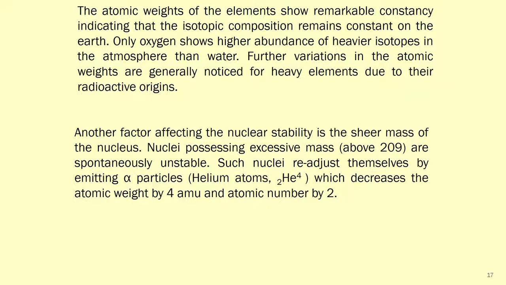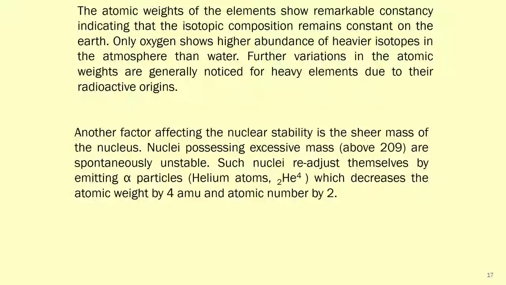So, the atomic weights of the elements show remarkable constancy, indicating that the isotopic composition remains constant on the earth. This is a very important fundamental rule, that atomic weights of the elements show a remarkable tendency for constant isotopic composition. It should be constant all over the earth, whether it is in gaseous form or solid form or liquid form, either way. Only oxygen shows higher abundance of heavier isotopes in the atmosphere than water.